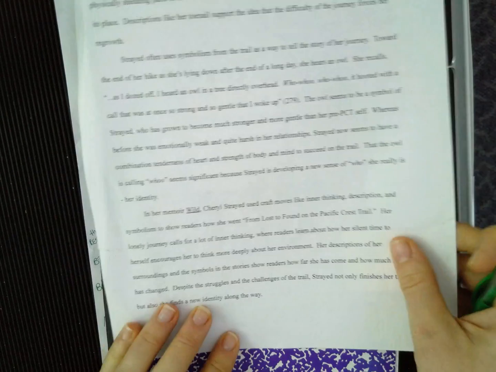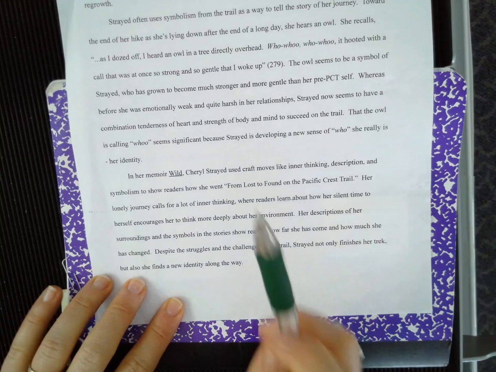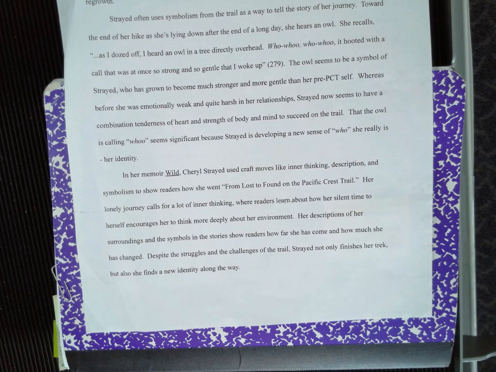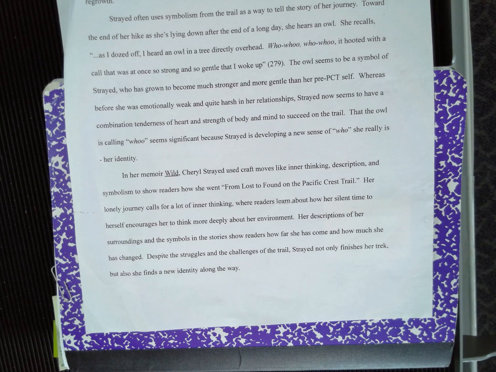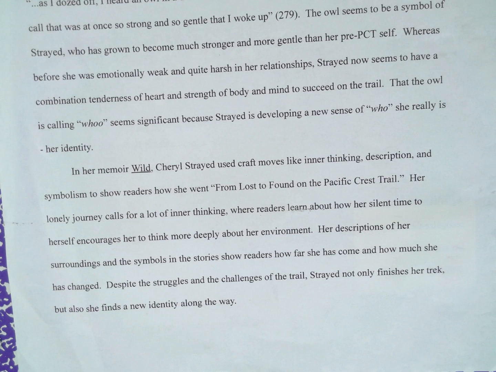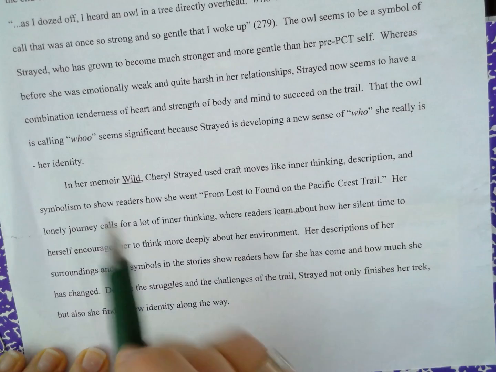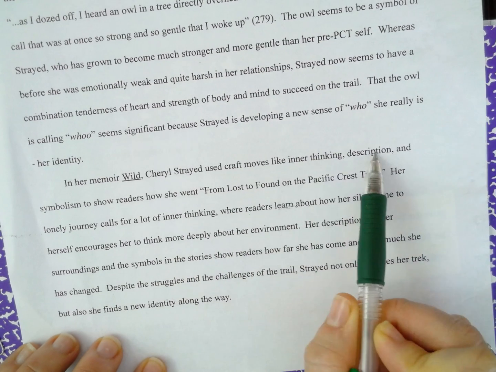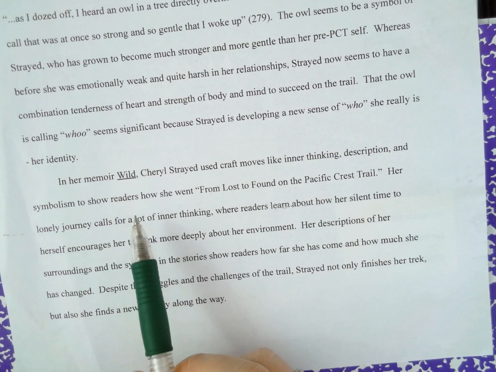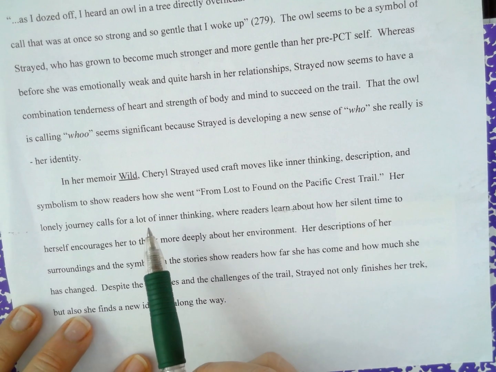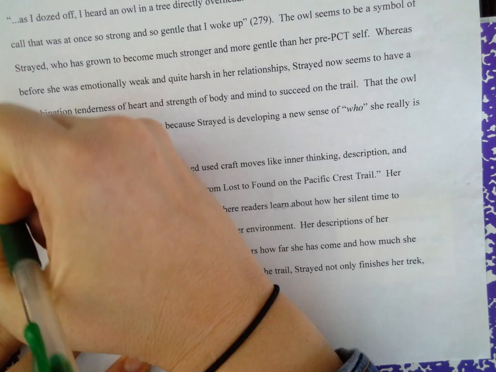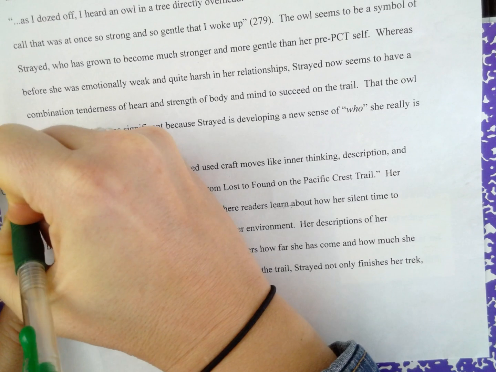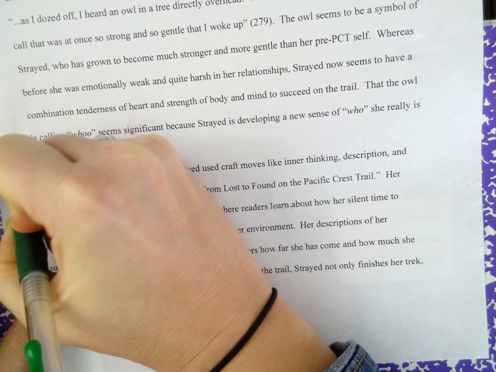So here's my essay. Flip to the second page of my wild essay. And you'll see just how I did this in my example essay, so then you can maybe imitate it. Of course, your conclusion is the last paragraph. In her memoir, Wild, Cheryl Strayed uses craft moves like inner thinking, description, and symbolism to show readers how she went from lost to found on the Pacific Crest Trail. So there's step one. It's your claim, or the other word for that is thesis.